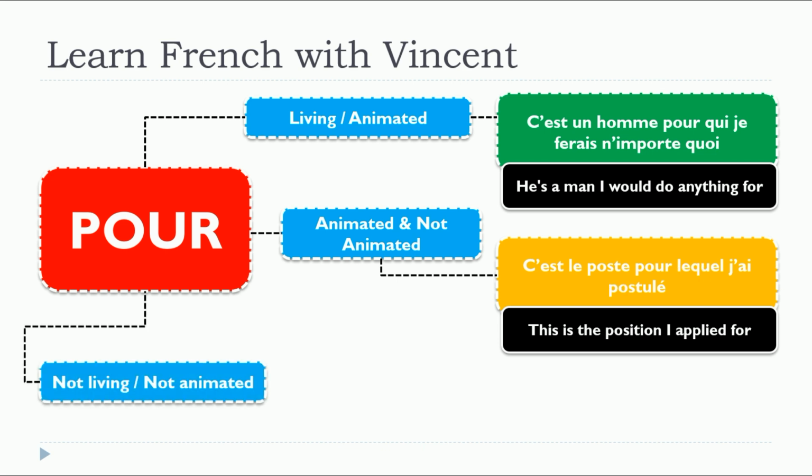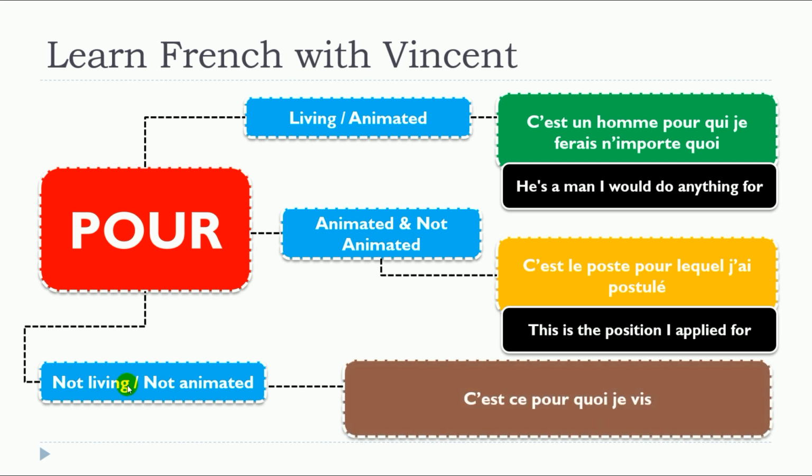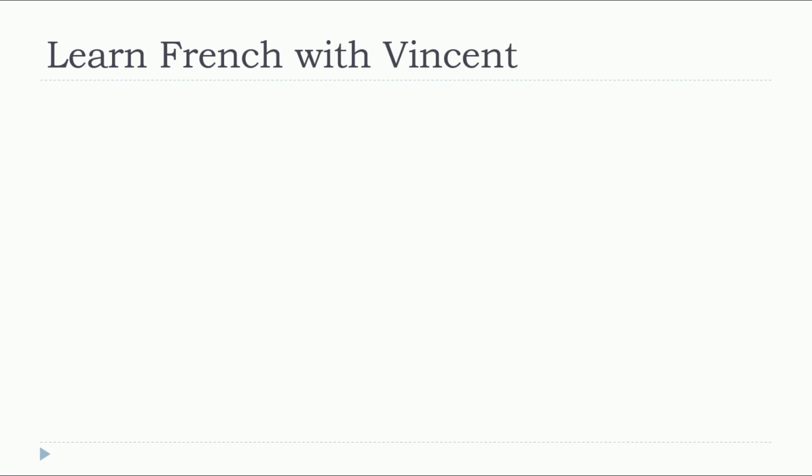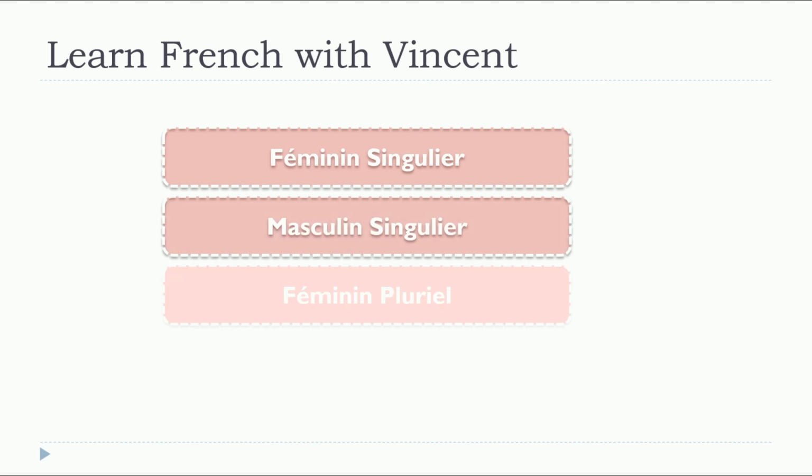And the last category that, as I told you, doesn't belong to the masculine or the feminine, but still I want to make sure that you will see how to use it. Not living and not animated. The sentence will be c'est ce pourquoi je vis, remember. So we will go for pour, the preposition, then after that it will be always quoi. C'est ce pourquoi je vis. Allez, on regarde la catégorie suivante.